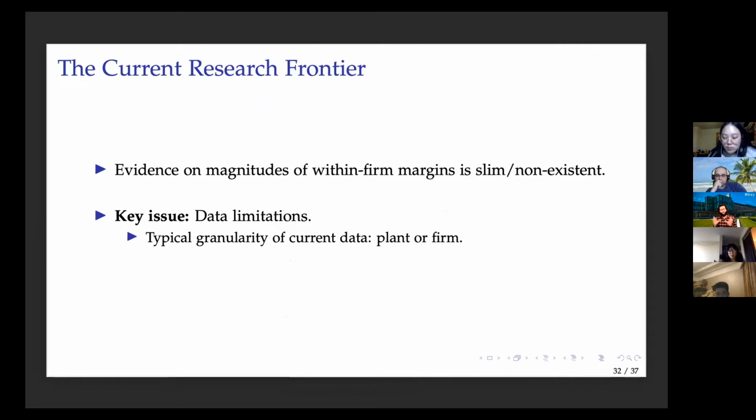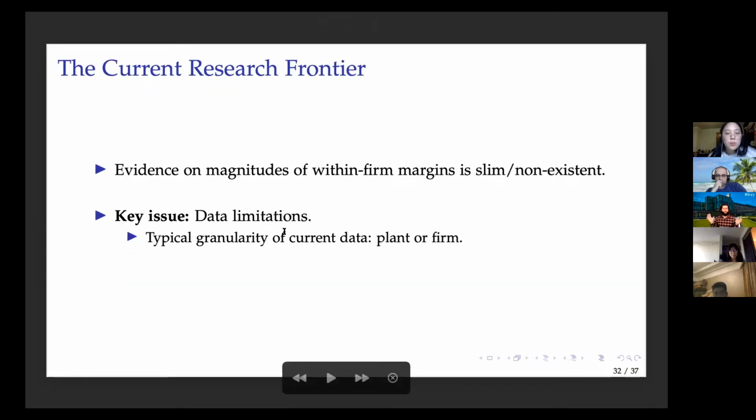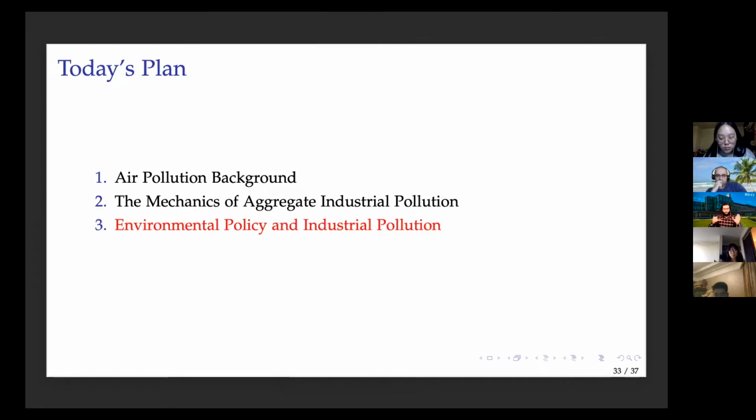And the current research frontier is trying to figure out estimates of each of these firm level determinants of this process effect. No one's been able to do this so far. There's a couple of key reasons. One is this is a new idea. The other is data limitations. You need to think of creative ways to assess this information because a lot of it is unobserved or at least imperfectly observed. So that's really the state of the literature on thinking about the mechanics of aggregate industrial pollution.